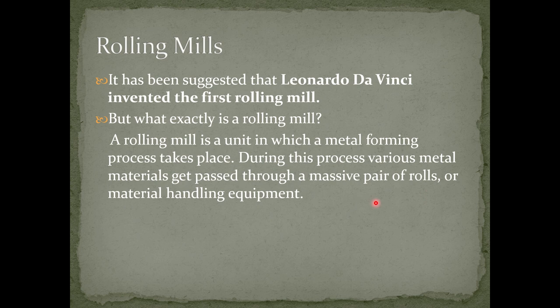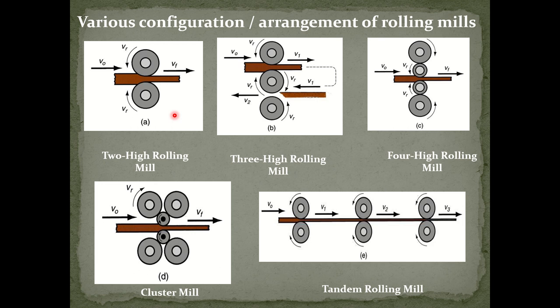Then we are going to see the arrangement of rolling mills, where we see what are the types and what are the different arrangements of rolling mills. Here we can see the various configuration arrangements of rolling mills. When we use two rolls, it is known as a two high rolling mill. When three rollers are used, it is known as a three high rolling mill. Here the workflow is like that. When four rollers are used, it is known as a four high rolling mill. And when more than four rollers are used, it is known as a cluster mill. And this one is a tandem rolling mill. In the tandem rolling mill, the thickness decreases gradually.